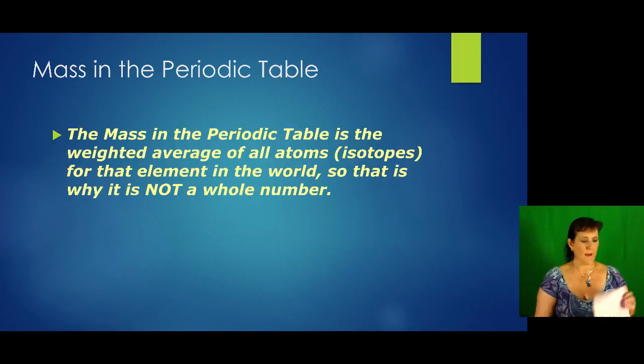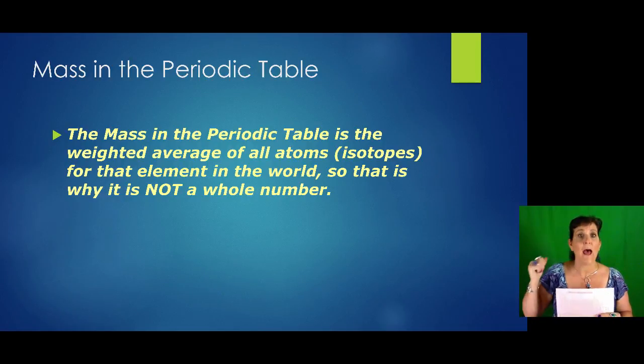So you may have wondered, what's the other number with the decimal places in the table? You've probably been wanting to ask that. So that other number is not a whole number. So it cannot be the mass of one atom. It's not the mass of an atom.